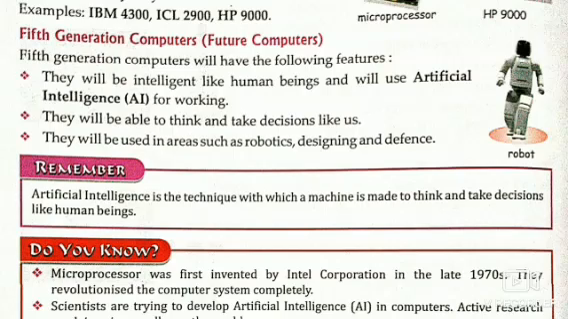Remember, artificial intelligence is the technique with which a machine is made to think and take decisions like a human being. Means artificial intelligence is a new technology. In this, the computer thinks like a human being.